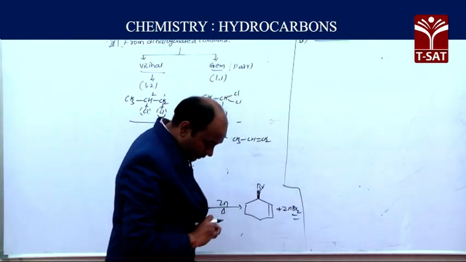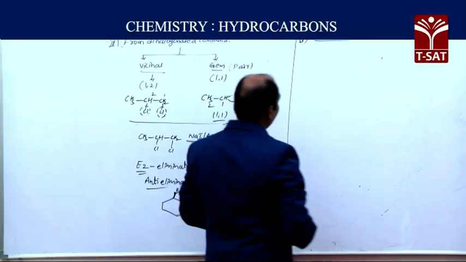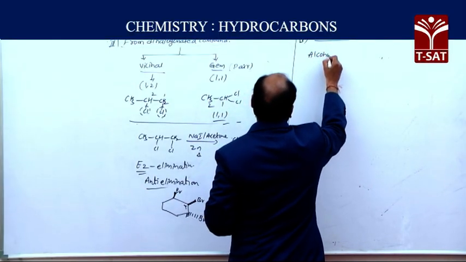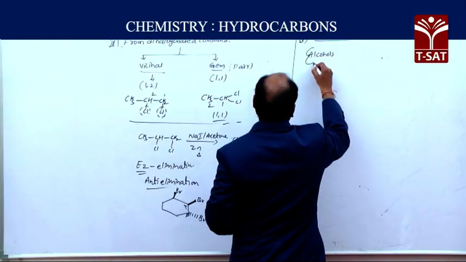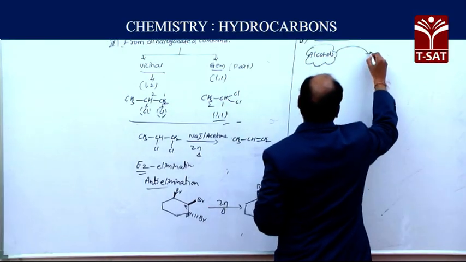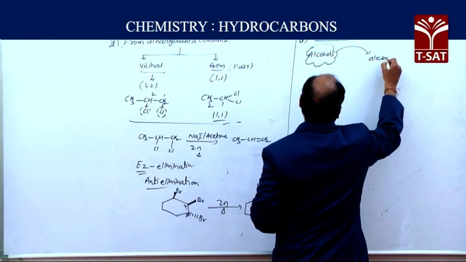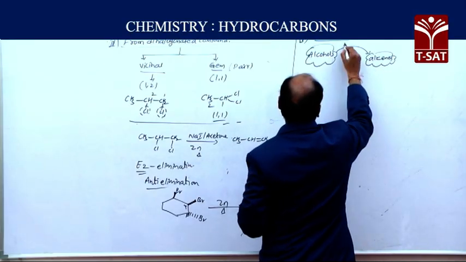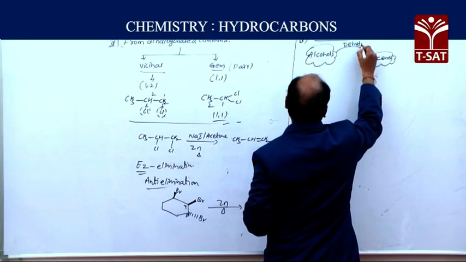So alcohols can be converted into alkenes, right? This is an important topic. Alcohols can be converted into alkenes. How can alcohols be converted into alkenes? By using a dehydrating agent.